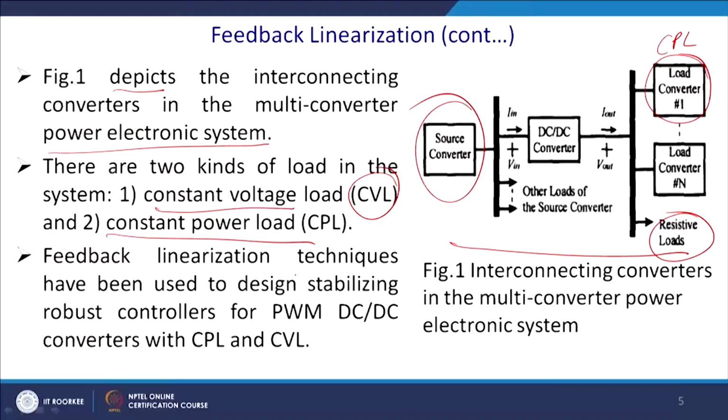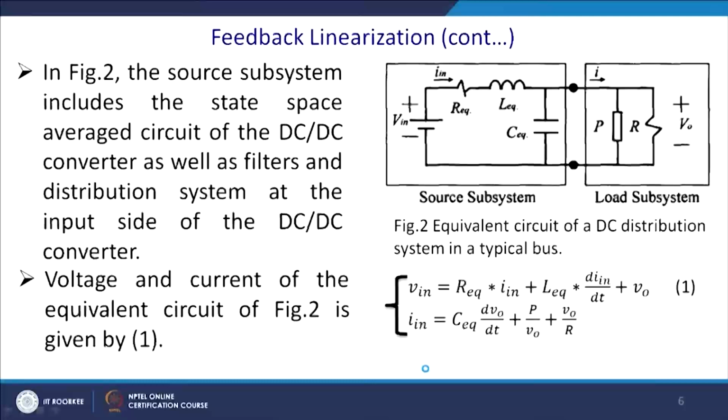The feedback linearization technique has been used to design a stabilizing robust controller. Robust means it is insensitive to the change of state. So, that is called a robust controller for a PWM DC to DC converter with constant power load or constant voltage load. Let us see how we can employ it here.